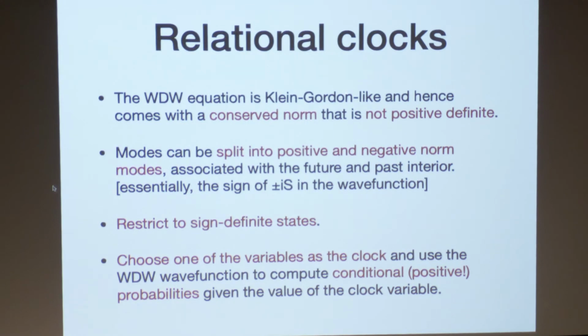What are expectation values? For the expectation value, you need an inner product and a norm. So where's that going to come from? The Wheeler-DeWitt equation is a Klein-Gordon-like equation, and it does have a conserved norm. It has a conserved charge, but it's not positive definite. It's just like in quantum field theory, where there are particles and antiparticles. However, the modes can be split into positive and negative norm modes. That is basically this plus-minus sign. The norm is the flux, and the flux can go one way or the other way.